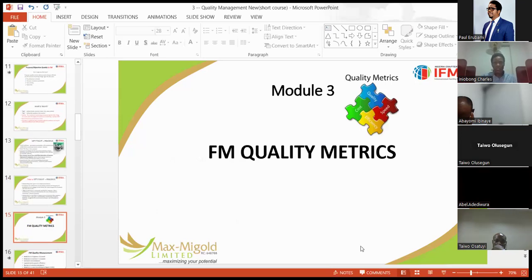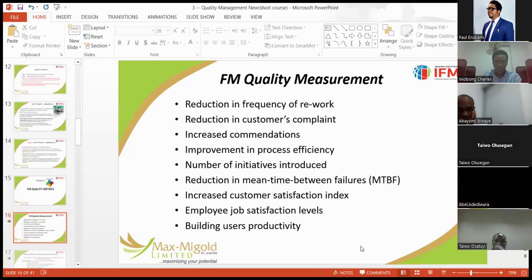All right, let us look at FM quality metrics. Now, FM quality measures include reduction in the frequency of rework. For you to give your client the best, one of the ways is reduction in the frequency of rework. This is a measure that, in fact, in your contract, you can even have as part of the SLA.